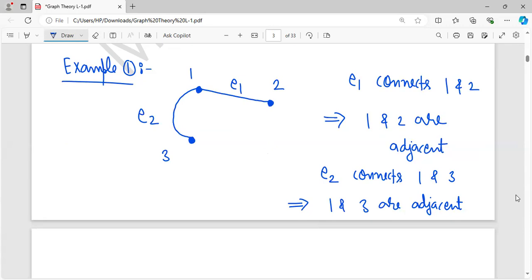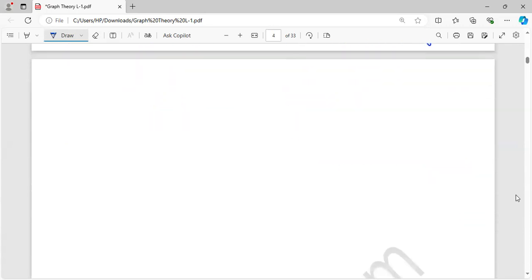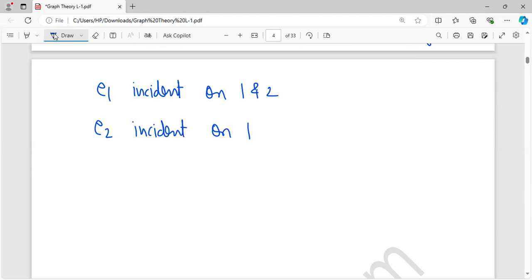So I would like to write here E1 incident on 1 and 2. E2 incident on 1 and 3.